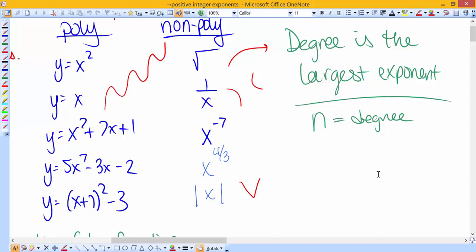And then for the degree, we need to remember the degree is the largest exponent. So it's not just the one that comes first. It might be out of order. It might not be in standard form yet. So you want to look at the largest exponent.